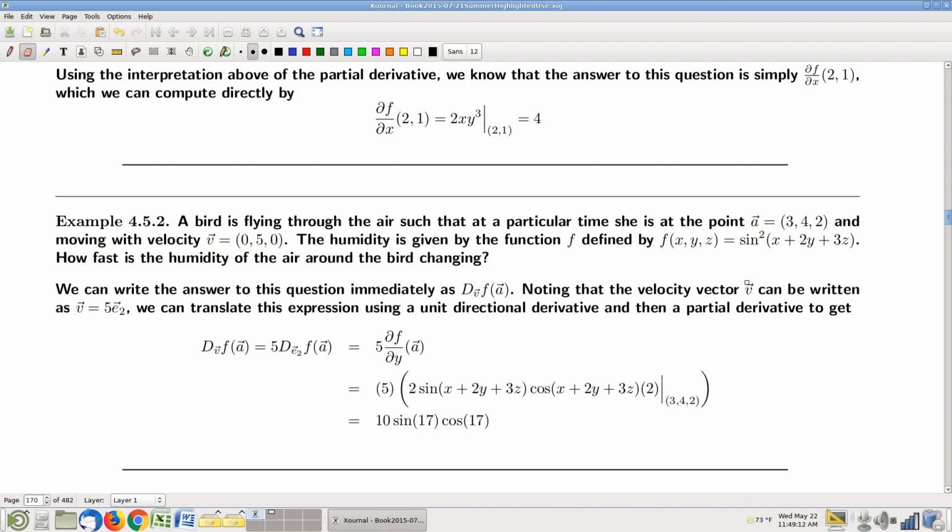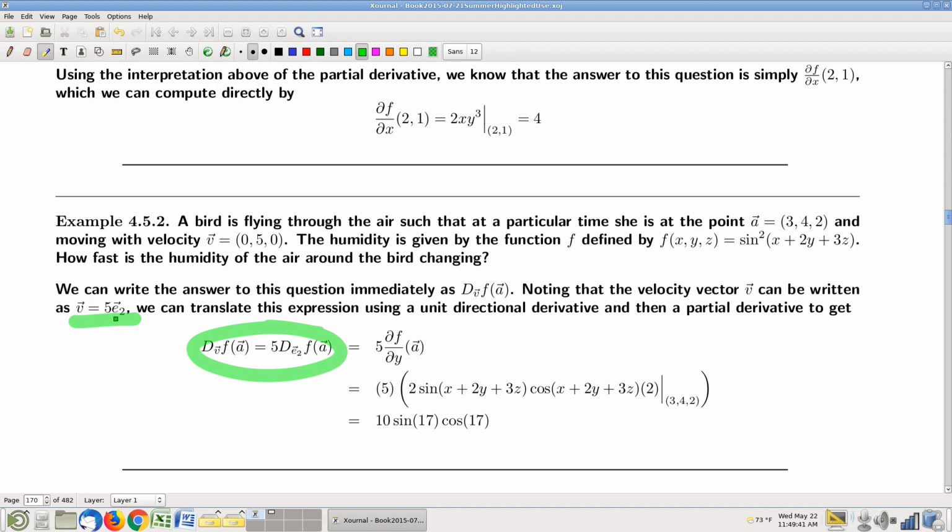Okay, so now this is one of those circumstances where the directional derivative is less convenient than the unit directional derivative. The unit vector representing the direction that this velocity is in, that unit vector is very convenient. 0, 1, 0. That 5, I might as well just factor it out rather than dealing with it all the way through the calculation of this unit directional derivative.